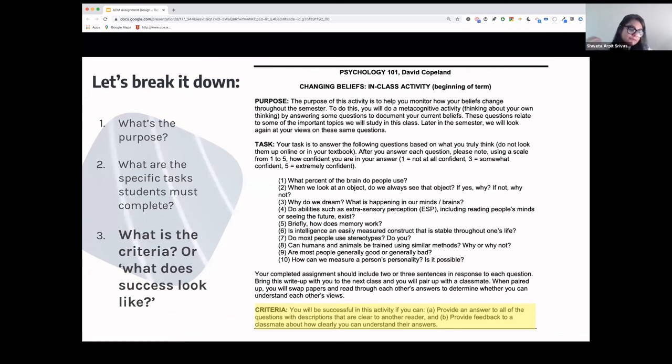So make a timeline for yourself also, and based on that, decide what criteria is important for you. What feedback can you provide within that timeline?